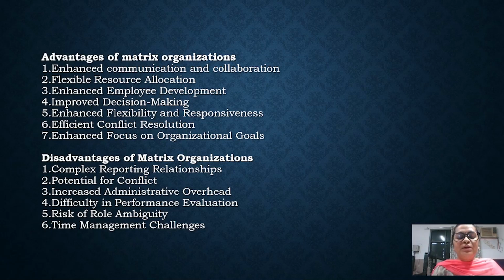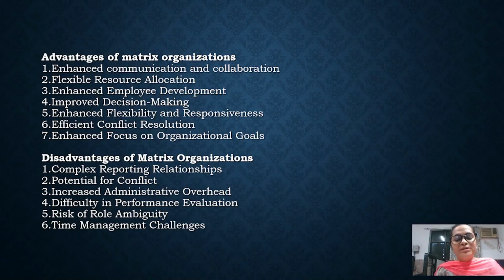Now the fourth disadvantage is difficulty in performance evaluation. Obviously there would be difficulty because evaluating the employees' performance can be challenging in a matrix organization. How? Because with employees working on multiple projects under different managers, it can be difficult to obtain a comprehensive view of their contributions. Like the performance appraisal system needs to be adapted here so as to consider the inputs from both the functional as well as the project managers. Now the fifth point is risk of role ambiguity.